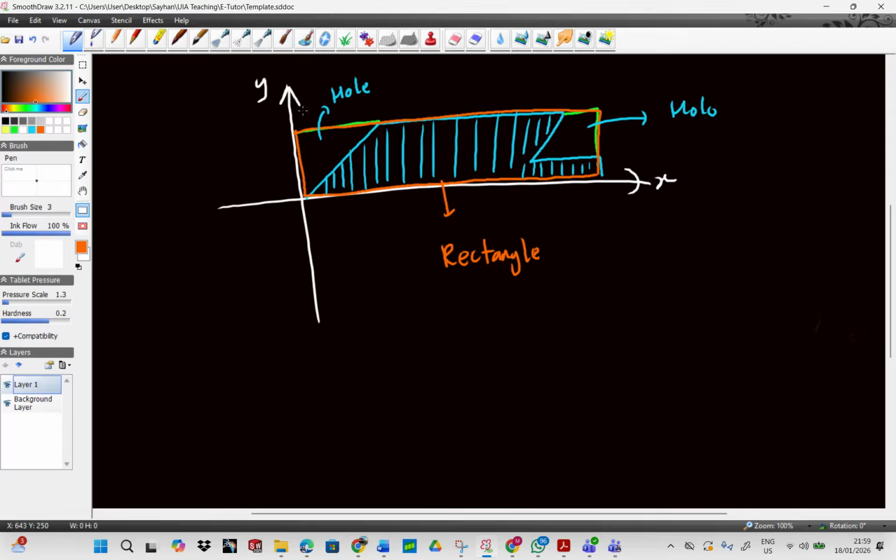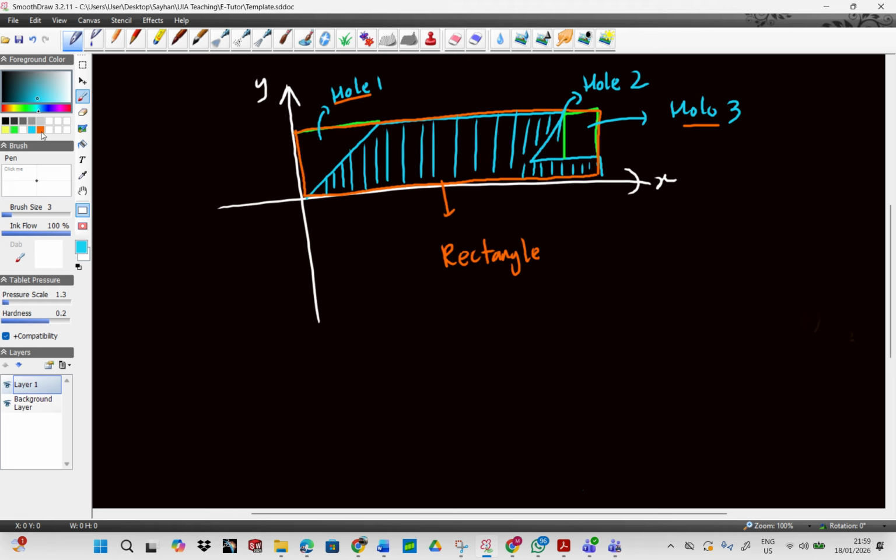And we have how many holes? We have one hole and two holes, right? But this is a trapezium. Why not I simplify this? I make it into another hole. So we have three holes. Okay, hole 1, hole 2, hole 3.